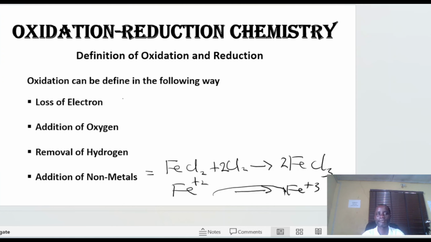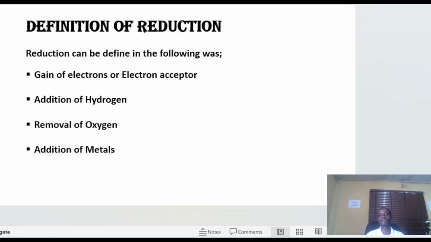Now let's look at this second aspect, reduction. Reduction is just the opposite of oxidation. Here is gain of electrons, or electron acceptor. How do you define this? Let's look at oxygen. When oxygen acquires electrons, the oxygen molecule needs 4 electrons to be reduced. That means it needs 4 electrons.